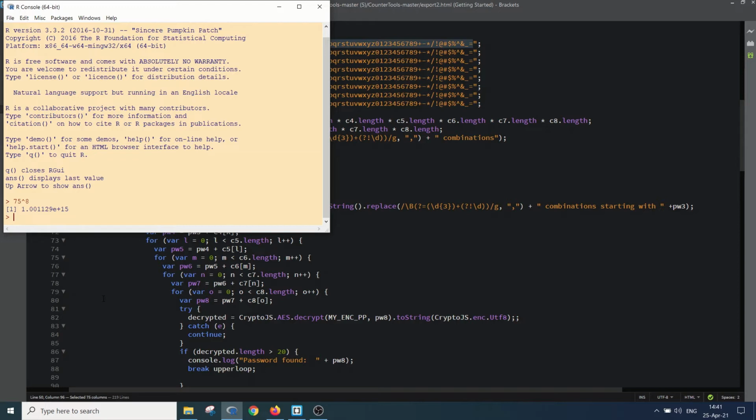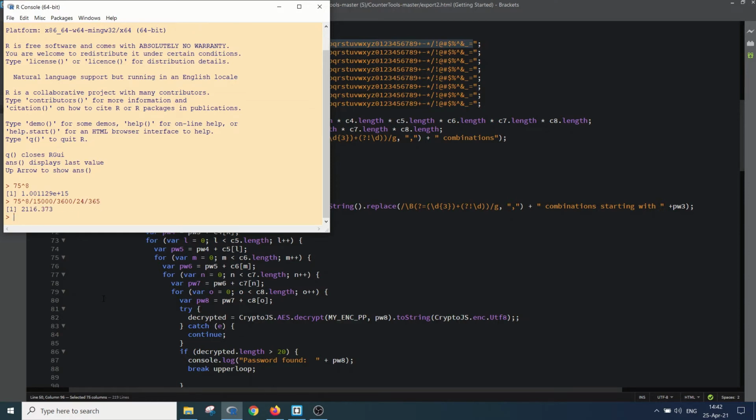Okay, so I did run the script. It turns out that my browser, which I run it in Firefox, is able to try 15,000 combinations per second. So if you look at this number, 1 quadrillion divided by 15,000 per second, divided by 3,600 seconds per hour, divided by 24 hours per day, and 365 days a year. It might take up to 2,000 years to try all combinations.